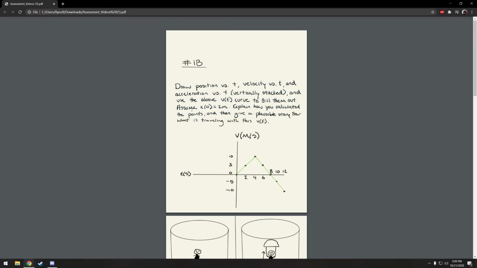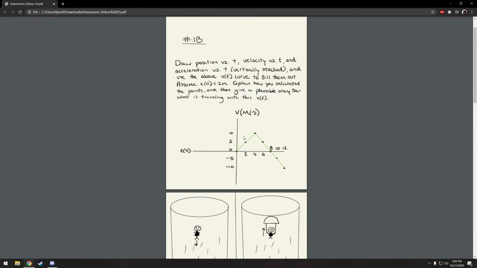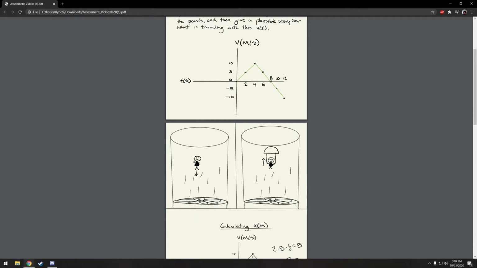Hello, this is Ryan back with another wacky physics video, and today we're going to be doing this problem right here, which starts us off with drawing a position versus time, velocity versus time, and acceleration versus time plot charts, all vertically stacked, and using the above curve to fill them out, which is actually below. And we have to explain how we calculated the points and then give a plausible story for what is happening in relation to this velocity versus time chart. So we have the story of Georgie here.